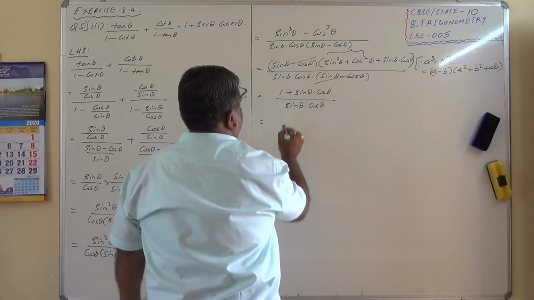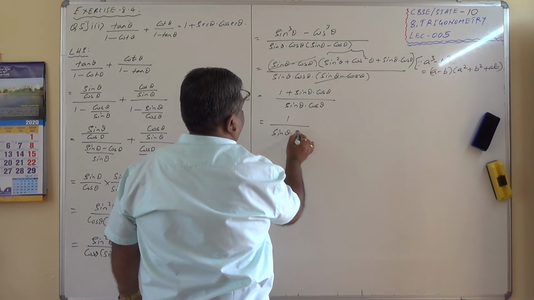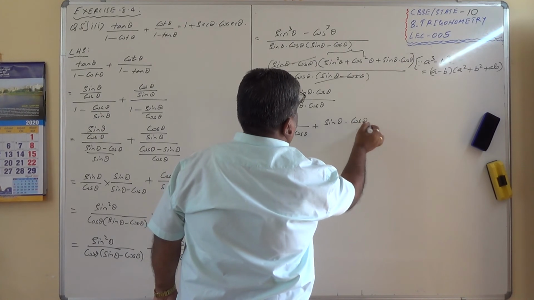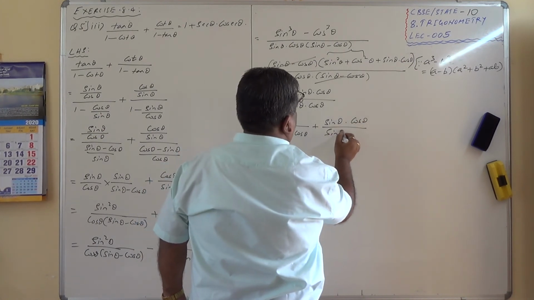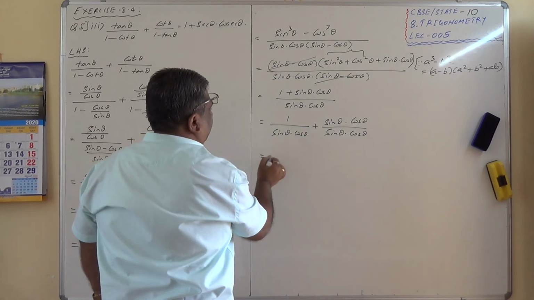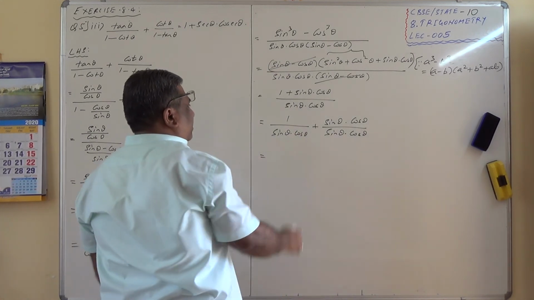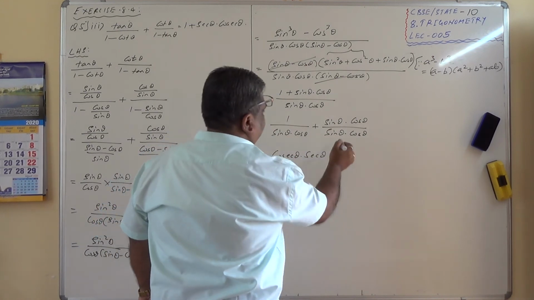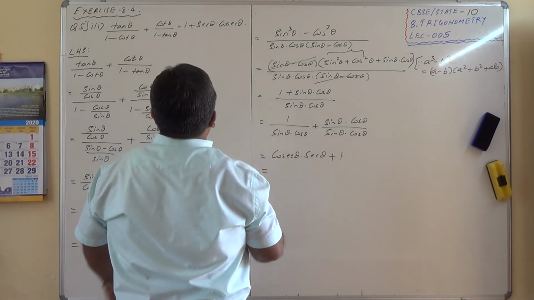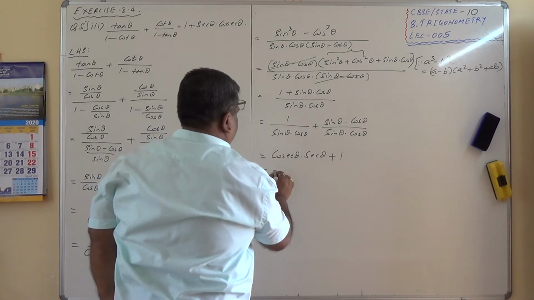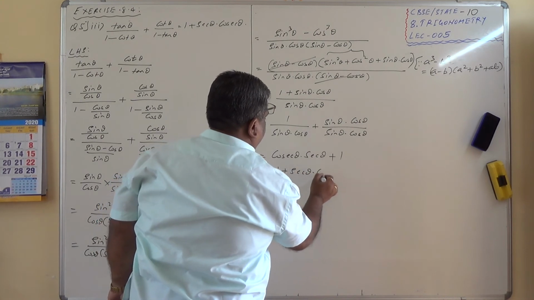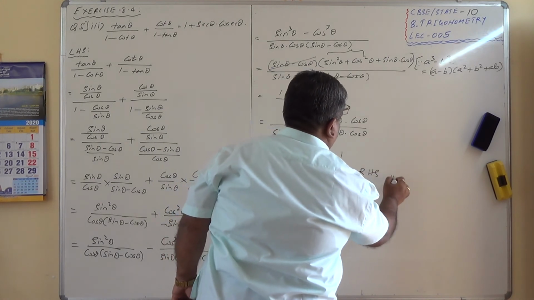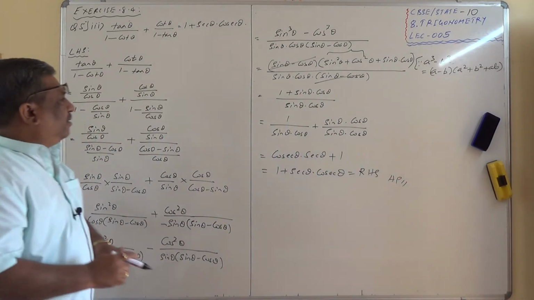So this can be written as 1 divided by sin theta into cos theta, plus sin theta into cos theta divided by sin theta into cos theta, which is nothing but, 1 by sin is cosec, 1 by cos is sec. So cosec theta into sec theta plus 1, which is nothing but, what is to be proved? 1 plus sec theta plus cosec theta, which can be written as 1 plus sec theta into cosec theta, which equals RHS. Hence proved. So make a note of this.